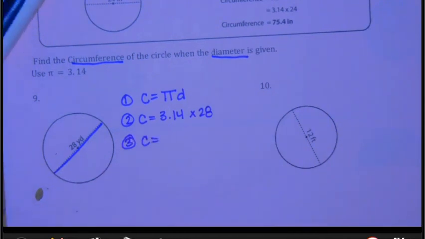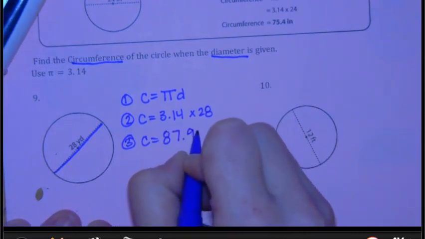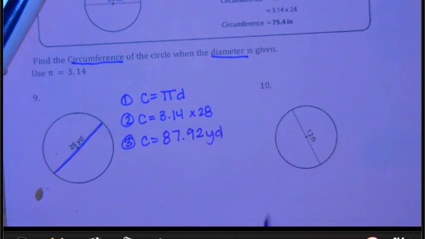C is equal to, well, I'm going to go ahead and use my calculator for this one. We'll work it out on the next. It is 87.92 yards.